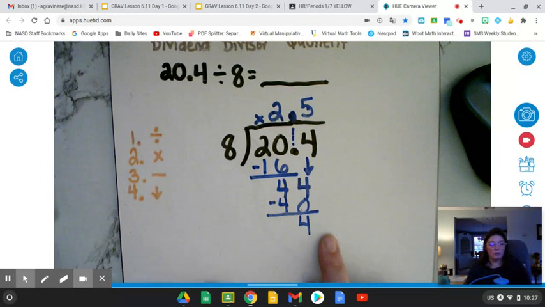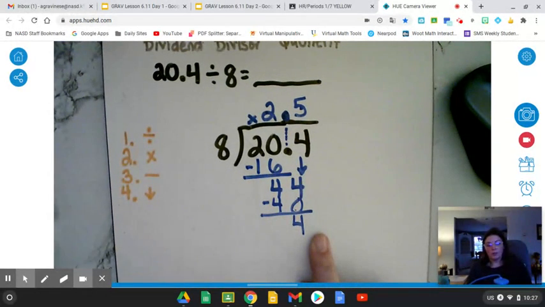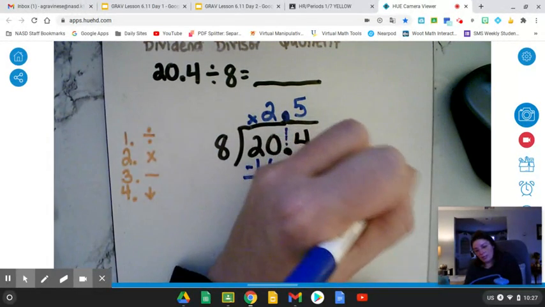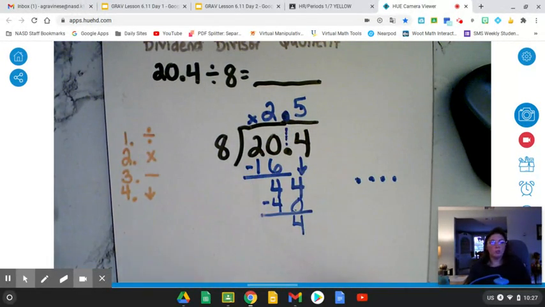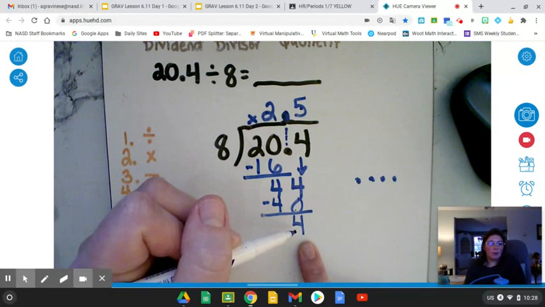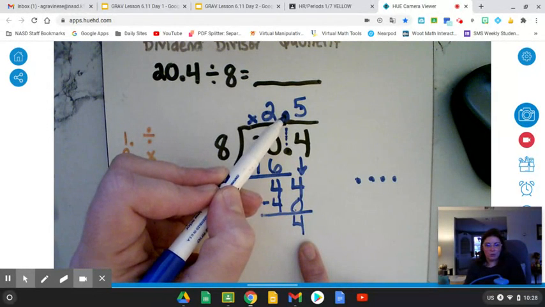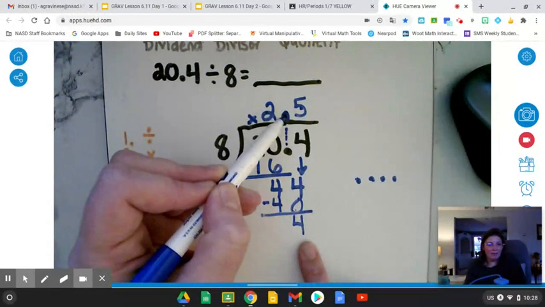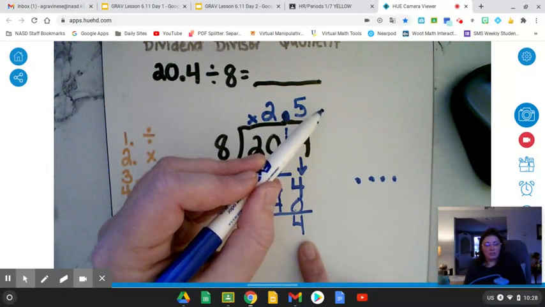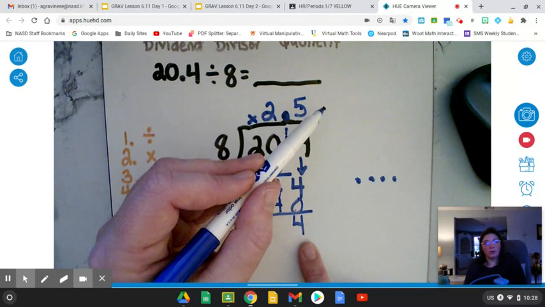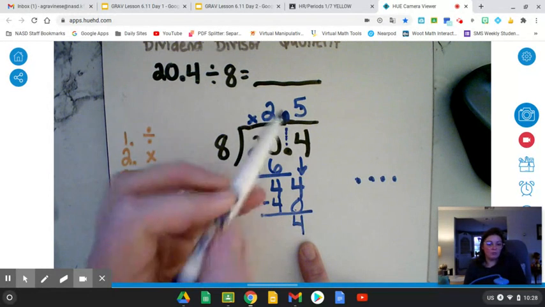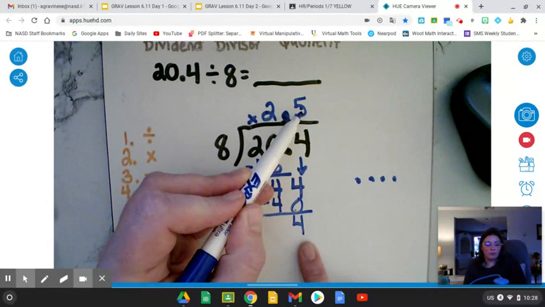Okay, so here's where it gets a little tricky. I can no longer pull groups of 8 out of 4. If I have 4, I cannot take a group of 8 out. So if this was a whole number, we would write remainder 4. However, this was already a decimal. So you cannot have a decimal value and a remainder. It's like having 2 decimal points in the same number. It doesn't make sense. So we cannot write remainder if we already have a decimal value.